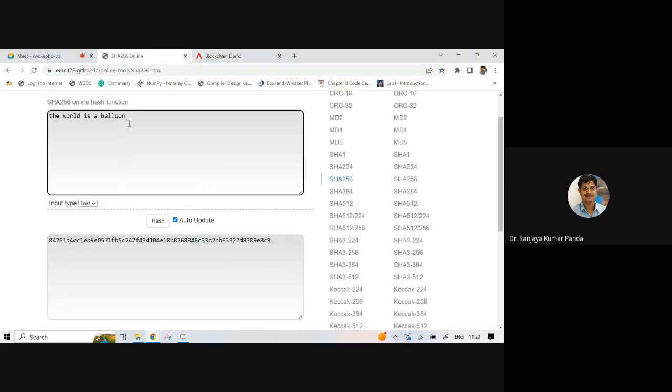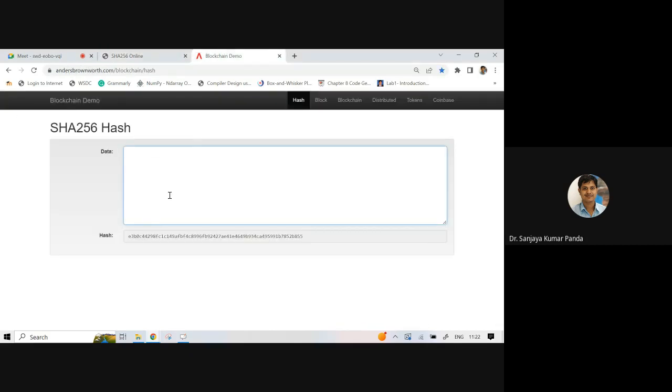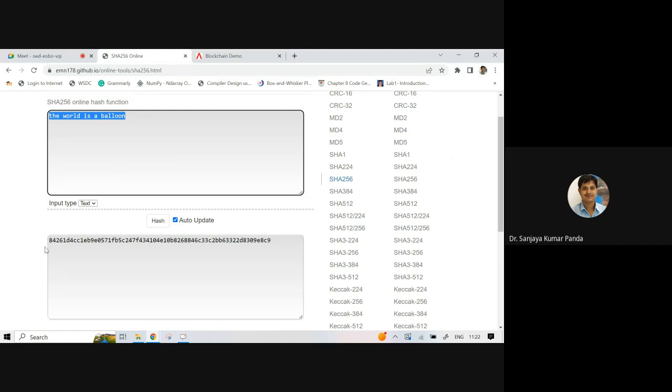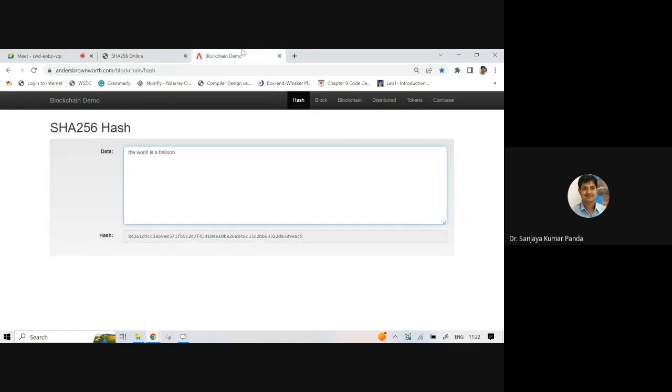Suppose I paste the same data here: The world is a balloon, right? Then you can see you are getting 8426. Here also you are getting 8426, because both use the same method, that is SHA 256. So you put any data, you can get the corresponding hash value. Like we have seen in the previous case, when it reaches the receiver, the receiver can generate the hash in multiple ways, and she can compare whether both hash values are the same or not. If same, then the transaction file is verified. Otherwise, some modification happened while it was in transit, or in between the two different parties.